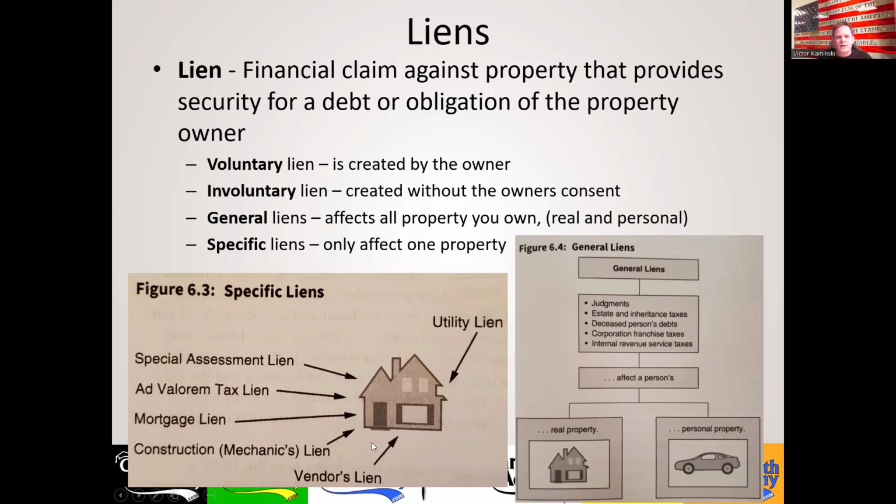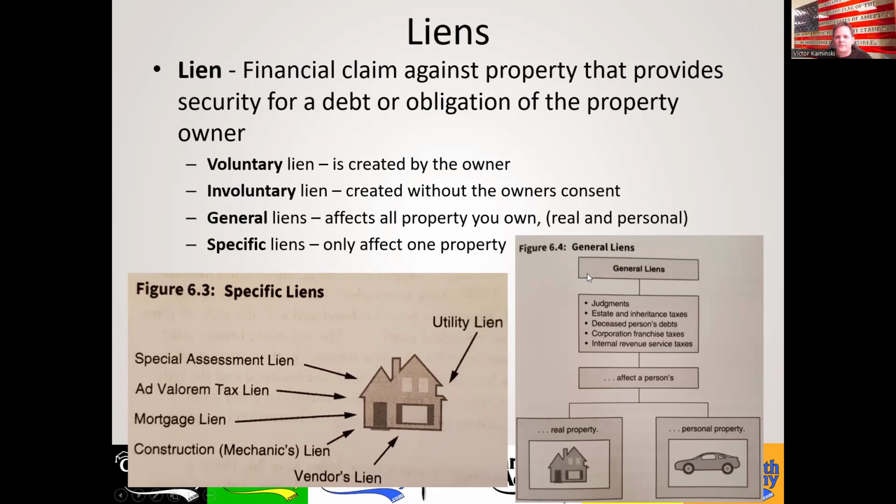So if one property gets foreclosed on because you have a lien on it, if you didn't pay your taxes, for example, on one property, or if you didn't pay your mortgage lien on one property, could that affect another property that you own, another house? No. No, it only affects that one property.